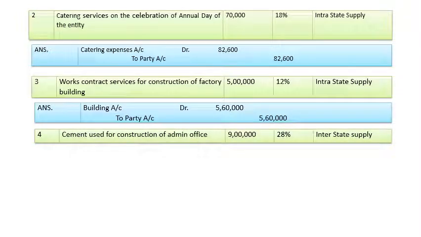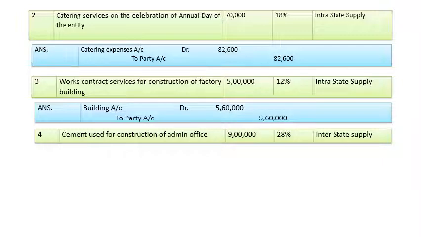Next one, cement used for construction of admin office. Net amount exclusive of GST is 9 lakh. Rate of GST is 28%, and it is an interstate supply. Interstate supply means a person is selling outside the state. If it is an interstate supply, then IGST will apply, and rate of IGST here is 28%. So we have to apply 28%.